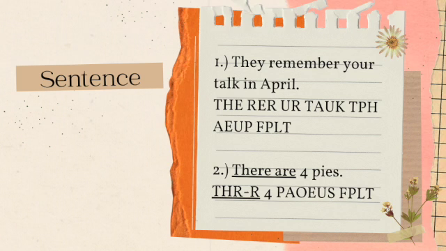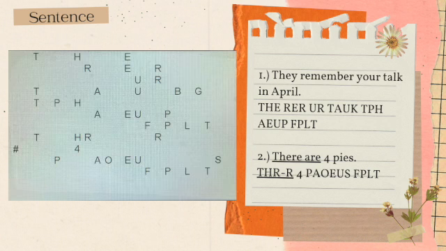Then we have two sentences. First, they remember your talk in April. Second, there are 4 pies. Let's take a look at how these sentences are written. On the left side, we can see the strokes for the sentences on the right side. First sentence: they remember your talk in April. Second: there are 4 pies. So that's it for lessons 11 to 15. I really hope that you have learned a lot so far from lessons 1 to 15.